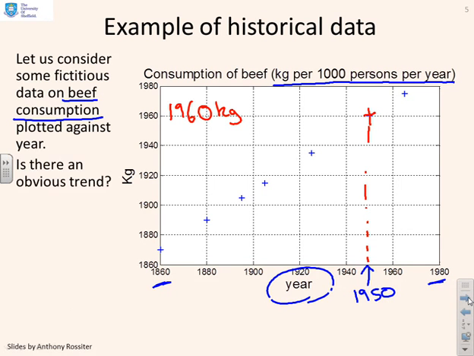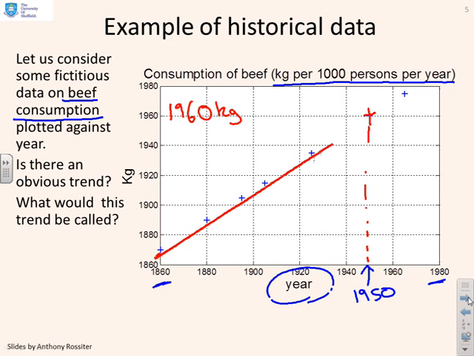Now here's some questions. Is there an obvious trend in this data? Well, hopefully you can see there is an obvious trend. It seems to be increasing. But can we be a bit more precise? Is it increasing, or is it doing more than increasing? And I think it would be fair to say you can see it's pretty much a straight line. So what I can do, it's difficult to draw on the screen, but I'll do my best. You can see that you've pretty much got a straight line graph going through those points.